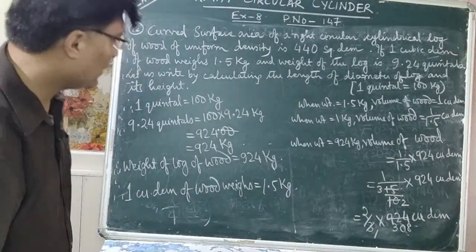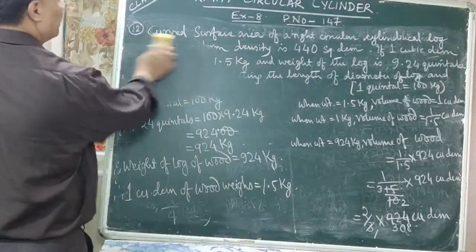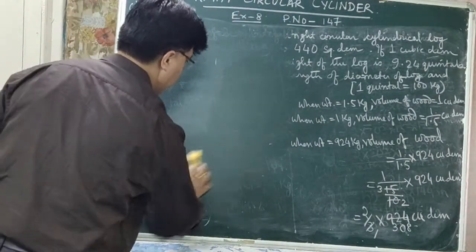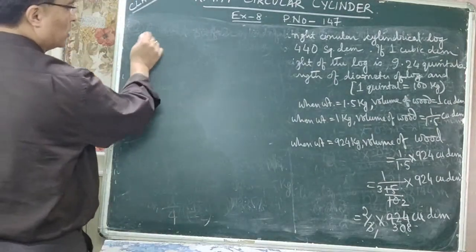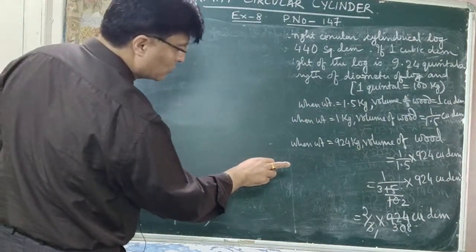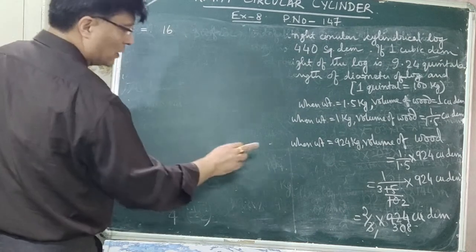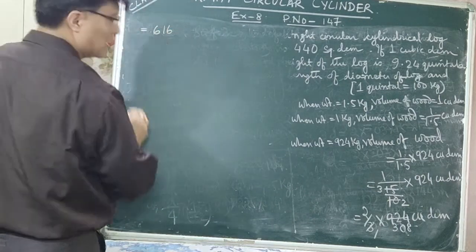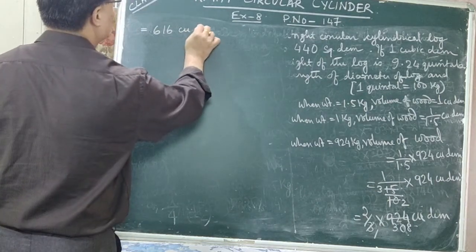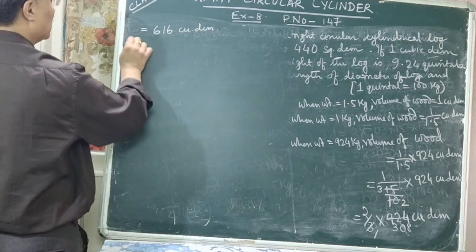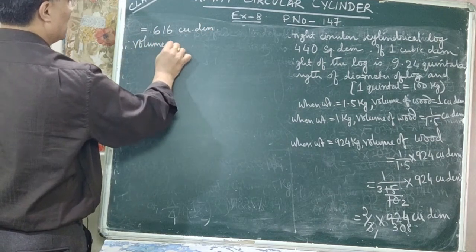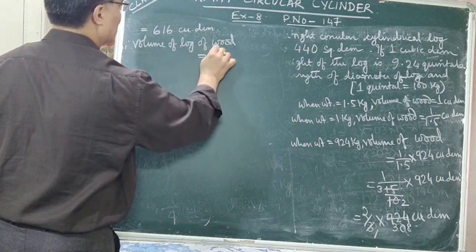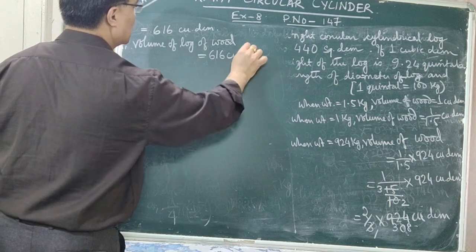Okay. So which is equal to, now multiply them. Now you can multiply it. So which is equal to 2 8s are 16, 6 carry 1, 2 zeros are 0 plus 1 is 1, and 2 3s are 6. That is your 616 cubic decimeter. That is, therefore, volume of the log of wood is equal to 616 cubic decimeter.